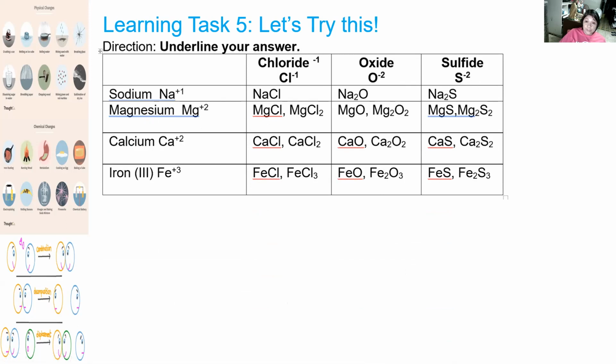For magnesium, we have positive 2. For calcium, we have positive 2. For iron, we have positive 3. So all you need to do is underline your answer. You have to choose only one between the two.